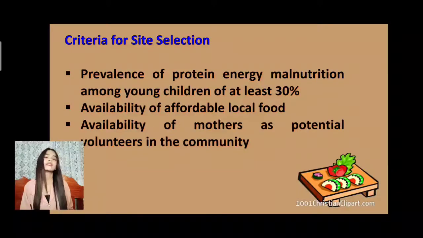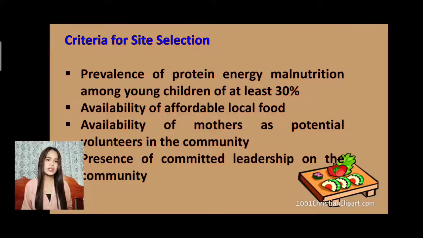Next, we will also check the availability of mothers as potential volunteers in the community, because this program relies on the presence of mothers as volunteers to teach or provide peer support to caretakers of malnourished children. Therefore, the presence of women in the community who are willing to give some of their time for community activities is critical. Next, we have the presence of committed leadership in the community.